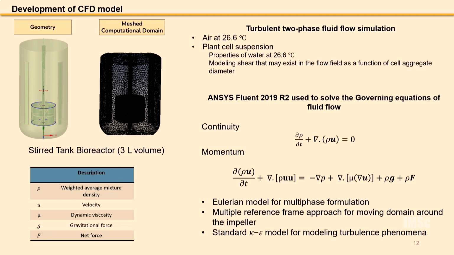We used ANSYS Fluent software to solve the governing equations of fluid flow in this condition, where we used a Eulerian model because this is a multiphase simulation with both air and water. We used a multiple reference frame approach for the moving domain of the impeller: we have taken a particular section around the impeller which will not actually be moving, but we assume that the fluid around it has a relative velocity such that the moving domain has the velocity of the impeller, though it is not the actual mesh motion. We used a standard k-epsilon model for modeling the turbulence.